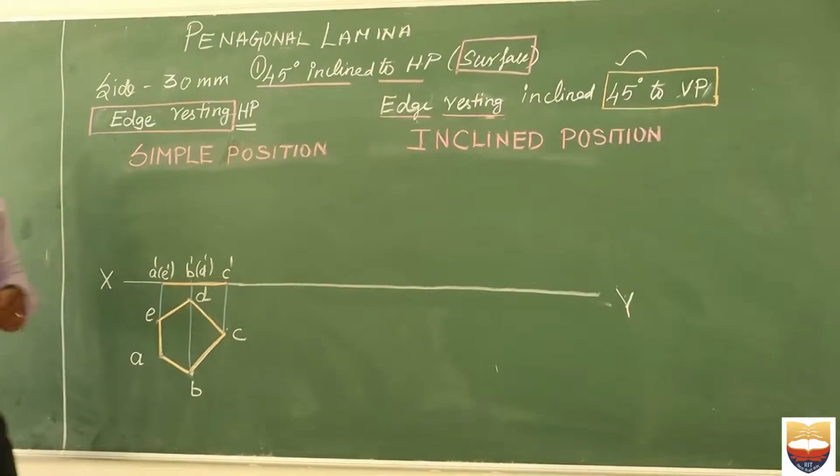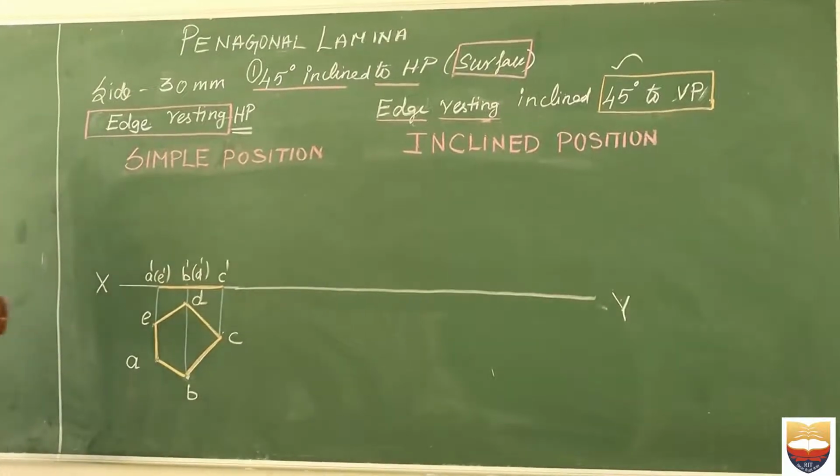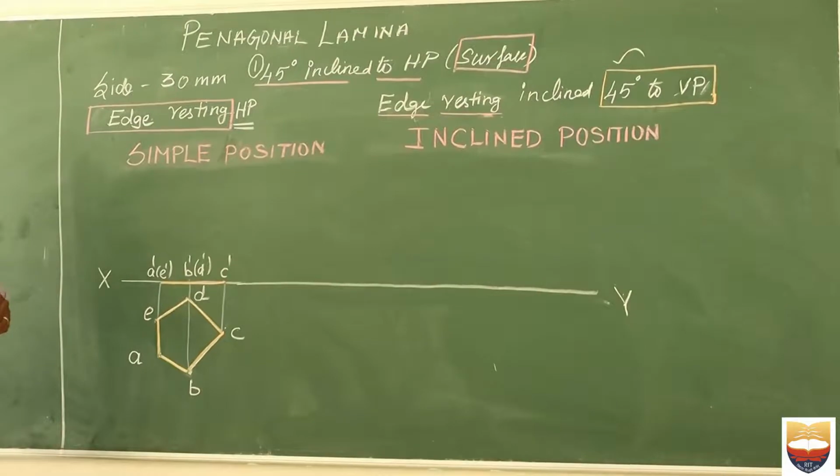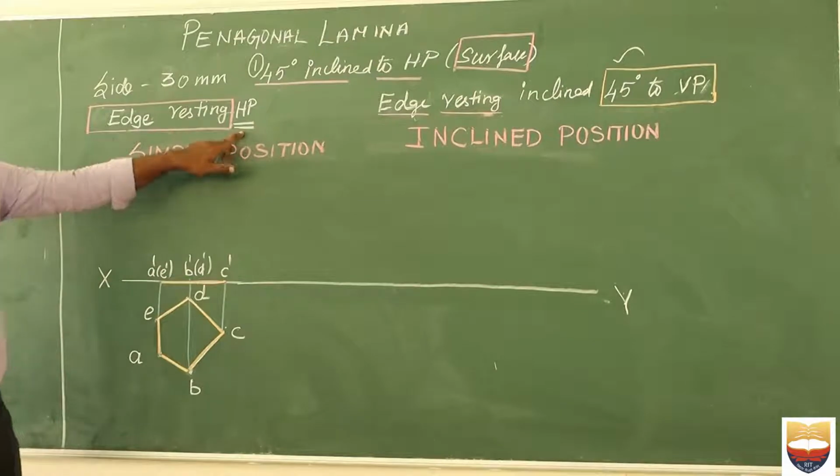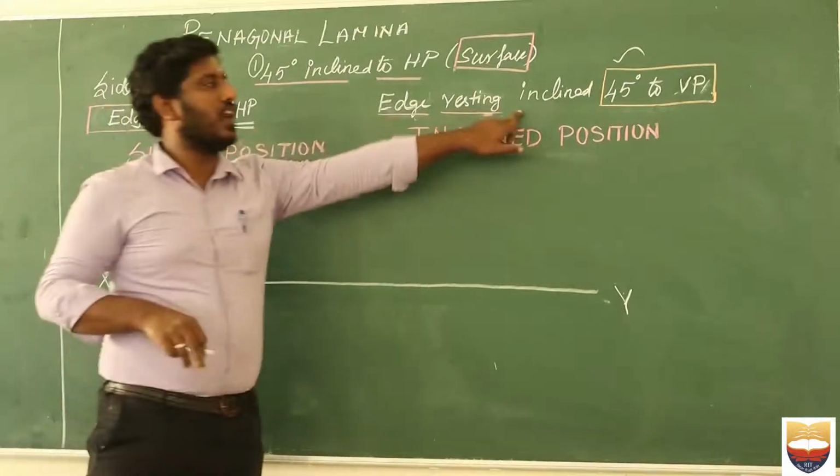Okay, welcome students. So now let us discuss the next problem. It is a pentagonal lamina. I have given the complete question in our description. It is clearly given that a pentagonal lamina of side 30 mm is resting, or the edge is resting on HP and inclined at an angle of 45 degree to VP.